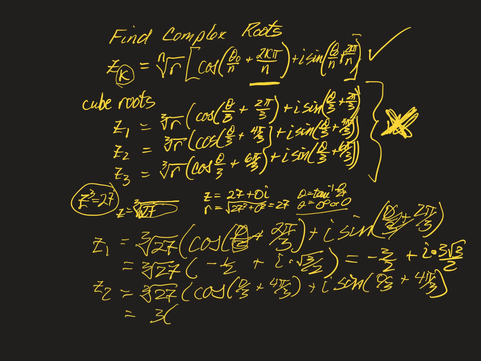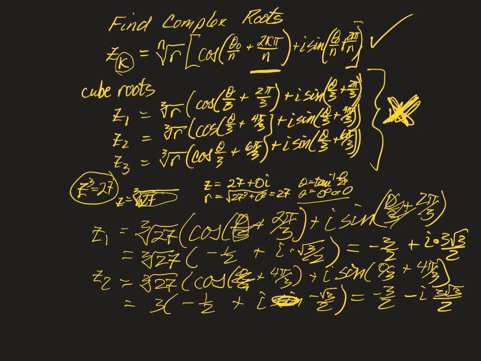So that'll be 3 times, this is 0, so cosine of 4 pi over 3 is in the third quadrant, still negative 1/2, plus I sine, or it'd just be I times negative square root of 3 over 2, because sine of 4 pi over 3 is that. And that is equal to negative 3/2 minus I 3 square root of 3 over 2. And that was another solution I had.